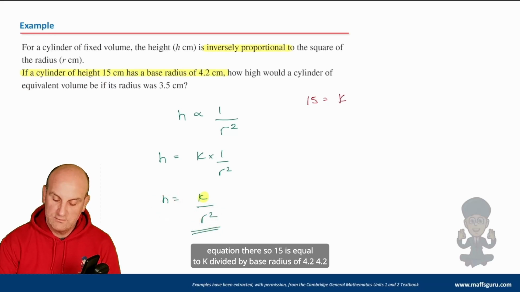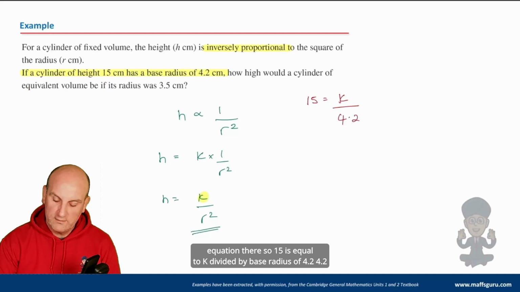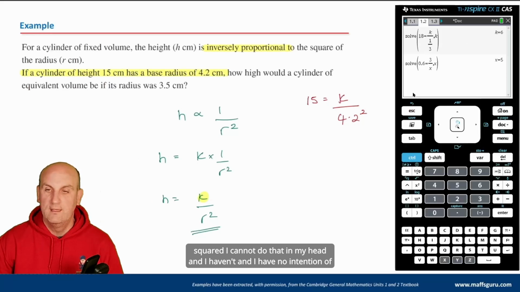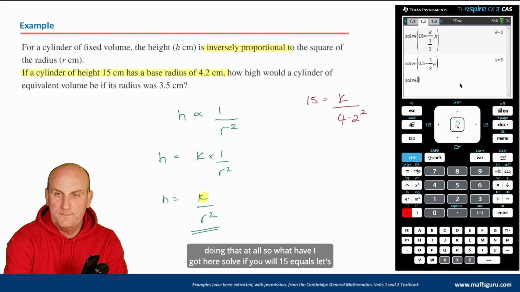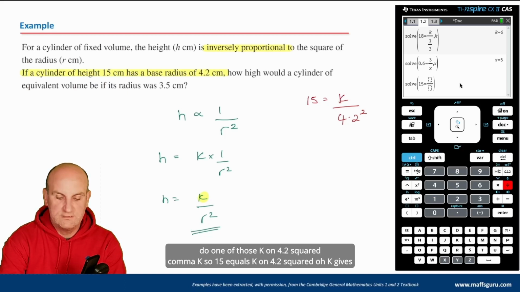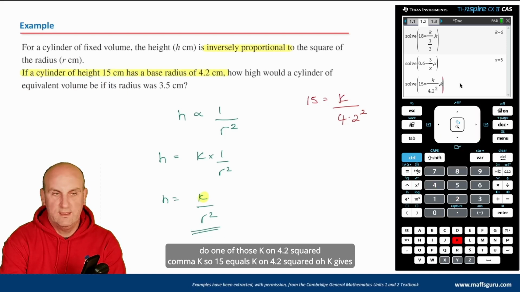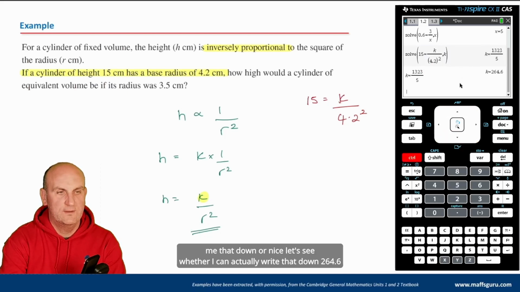So 15 is equal to k divided by the base radius, 4.2 squared. I cannot do that in my head, and I have no intention of doing that at all. So what have I got here? Solve, if you will. 15 equals k on 4.2 squared, solve for k. Oh, k gives me that. That's not nice. Let's see whether I can actually write that down.